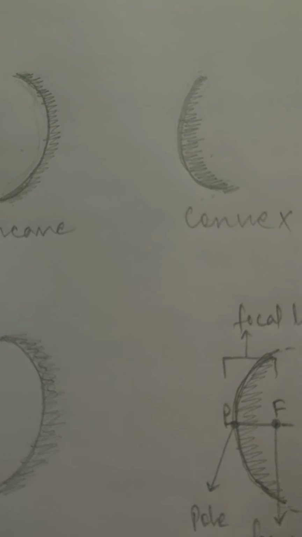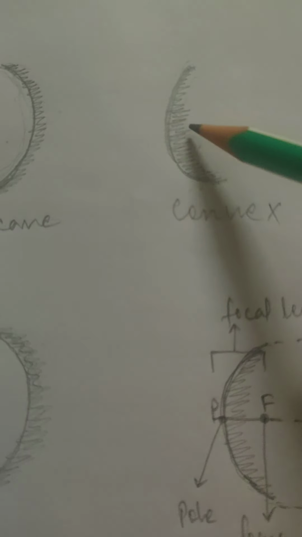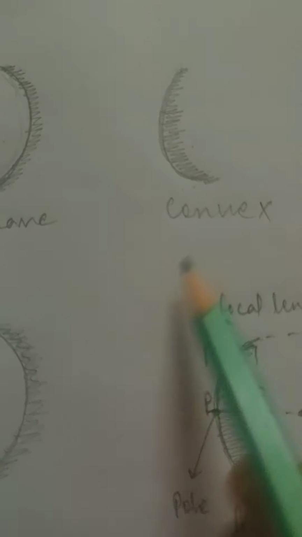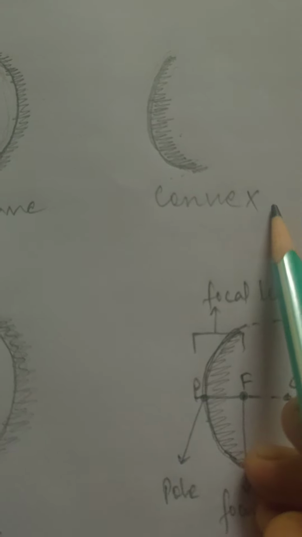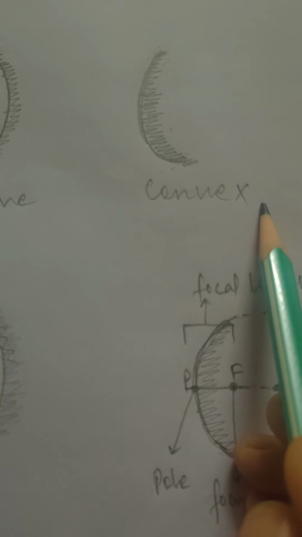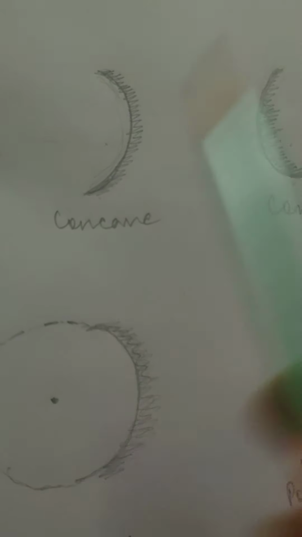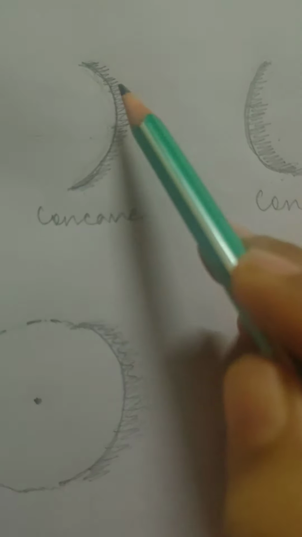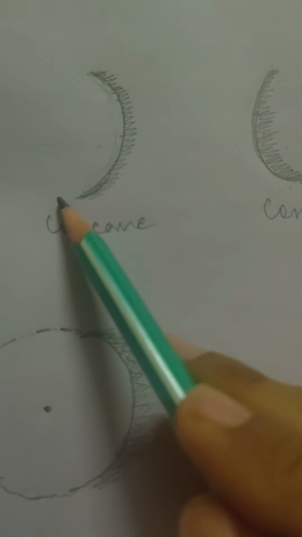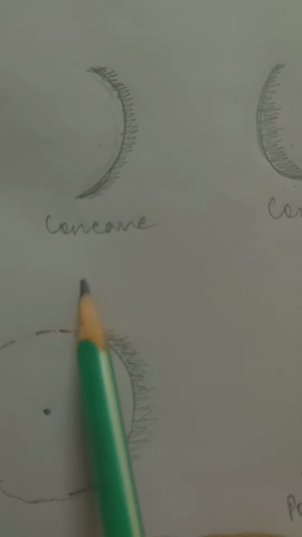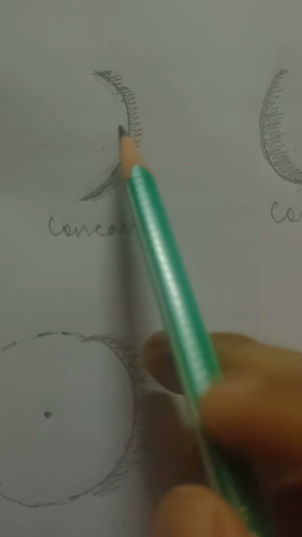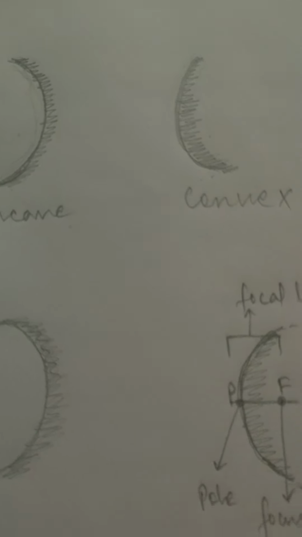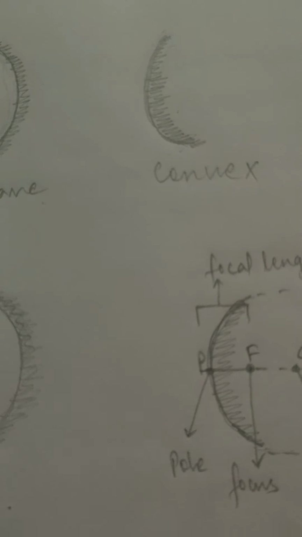So the mirror in which the inner portion has been painted, and the outer portion is the reflecting portion, that type of spherical mirror is known as a convex mirror. The mirror in which the outer portion has been painted and the inner portion acts as the reflecting surface is known as a concave mirror. You see here, the inner portion is the reflecting surface, and here the outer portion is the reflecting surface.